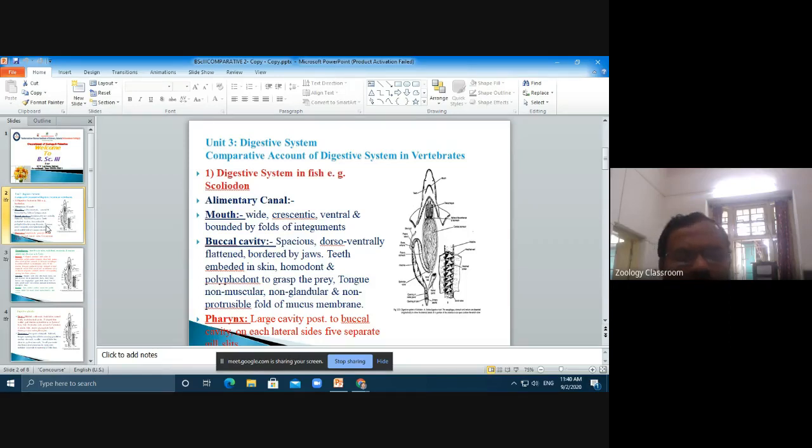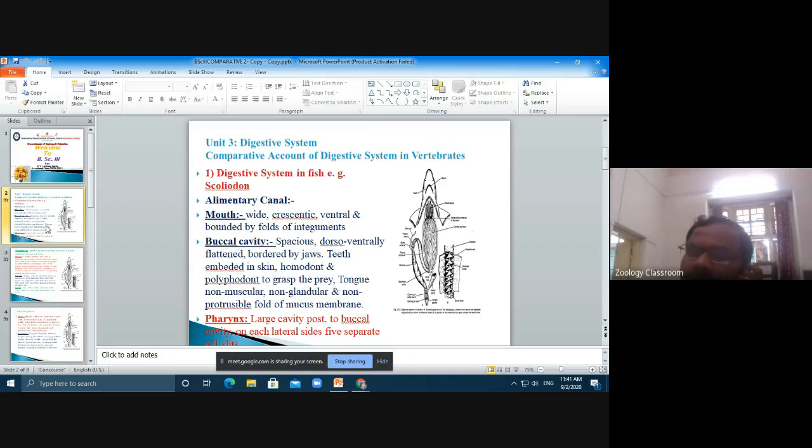As you know, the digestive system is divided into two main components, that is the alimentary canal and the digestive glands. The alimentary canal is a long tube. It starts with the mouth and it ends at the terminal end with the anus or the cloaca. All along its length, this alimentary canal shows various parts and has variable diameter. The alimentary canal starts with the mouth in fish.